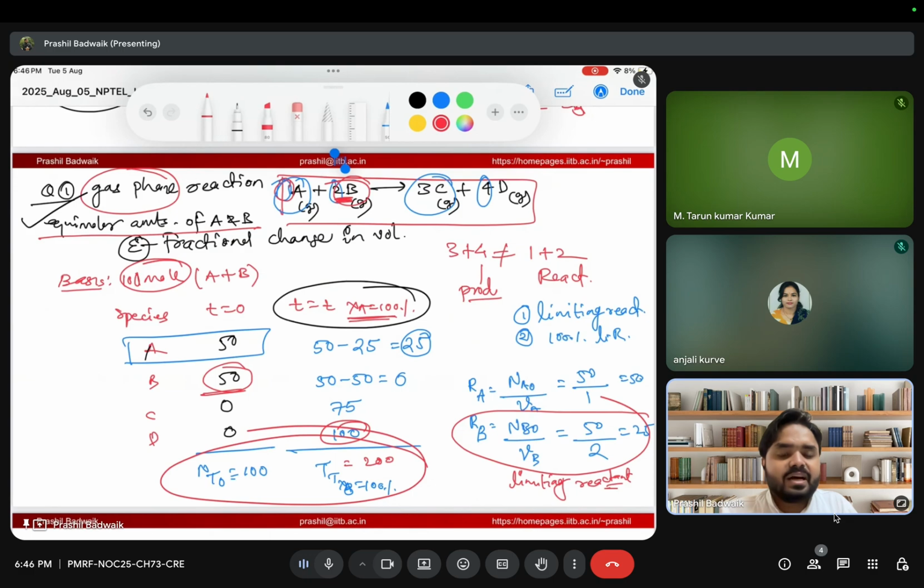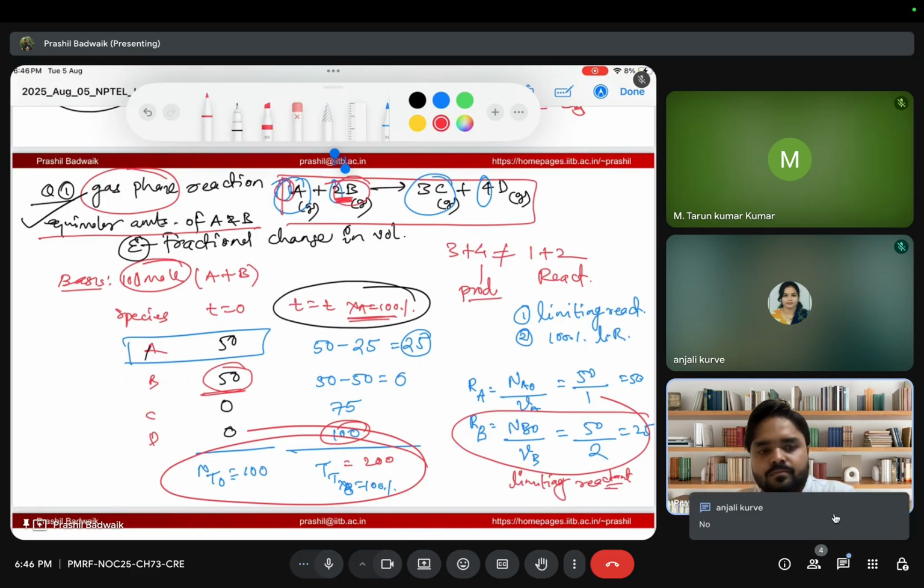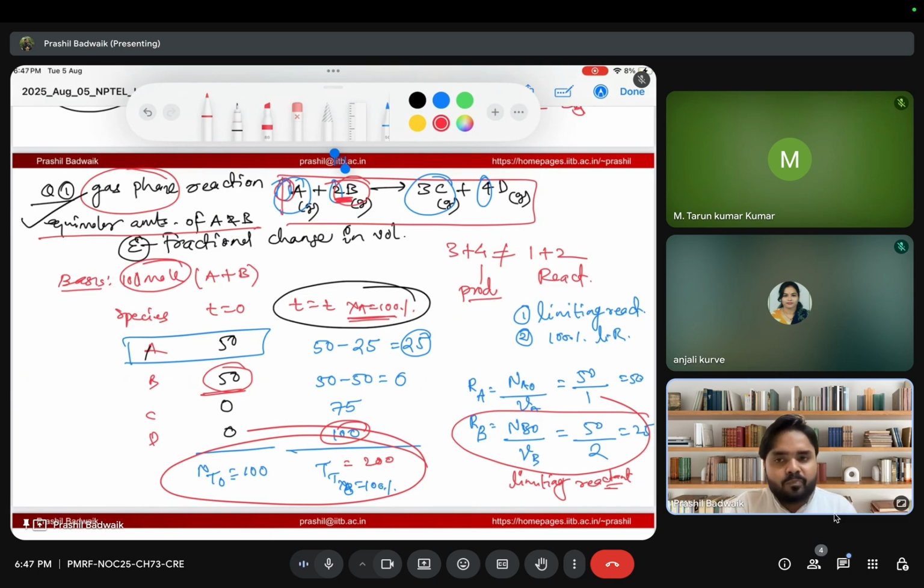So with this example, you can see you can calculate the fractional change in the volume. Any doubts in this question? You can ask me. Correct. So we have calculated the fractional change in the volume.